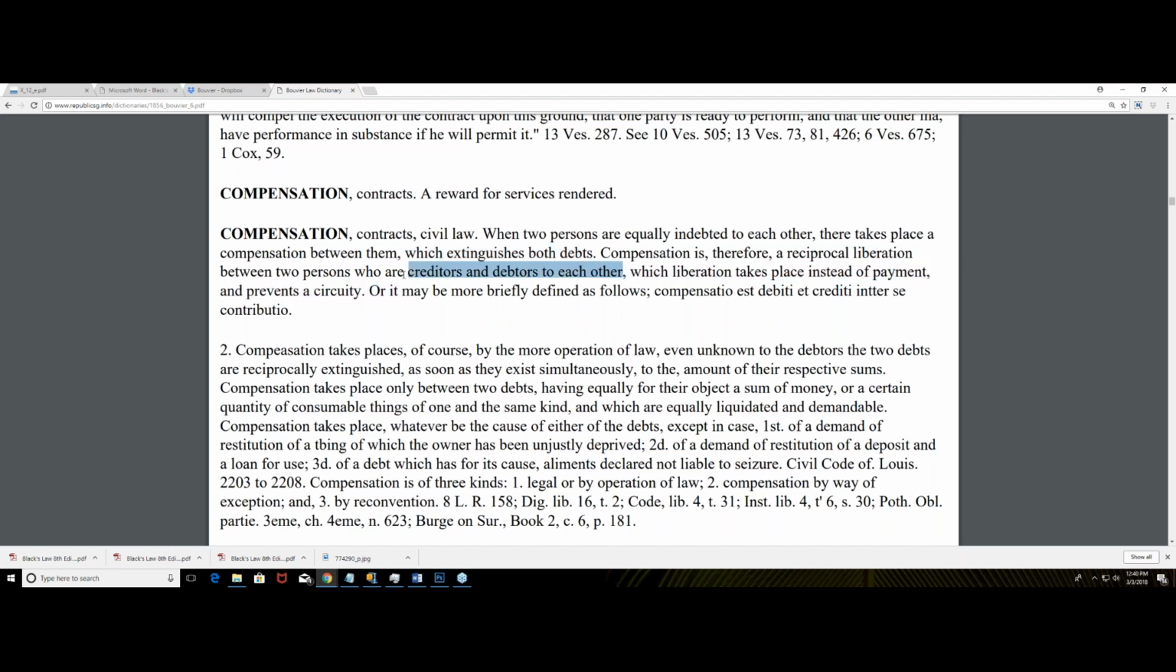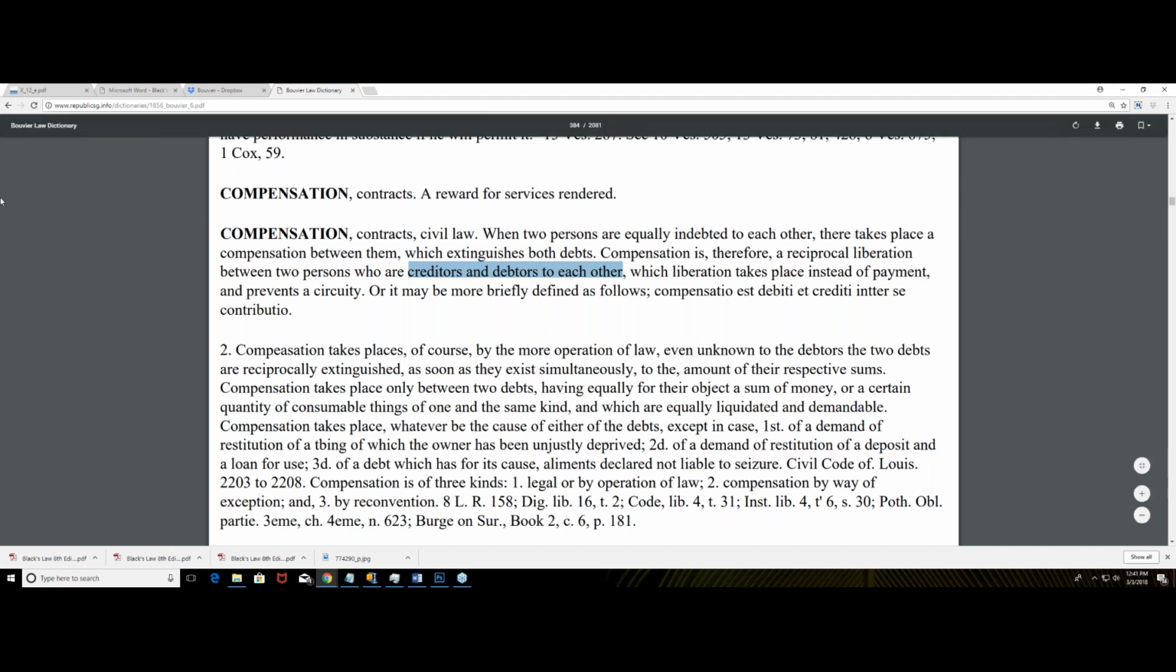You're creditors and debtors to each other because in the public, your straw man is a debtor to the United States. In the private, your straw man is a debtor to you. And the United States is a debtor to you. In the public, you're a debtor. Let me put it in a way you understand. In the public, you would be, through your straw man, a debtor to the United States. In the private, the United States is a debtor to you.